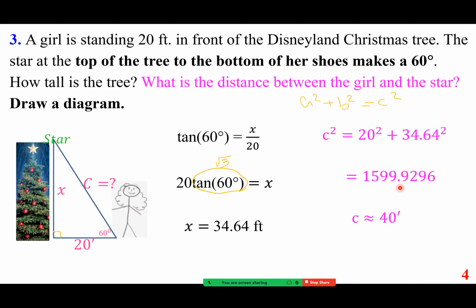By the way, this is not the only way. You could use, let's say, sine of 60 degrees, which is opposite, which we found to be 34.64, over the hypotenuse, and find it, because sine of 60 is square root of 3 over 2, or cosine of 60, which is 20 over c, and find it. So there are other ways to find that. The Pythagorean theorem is one of them.